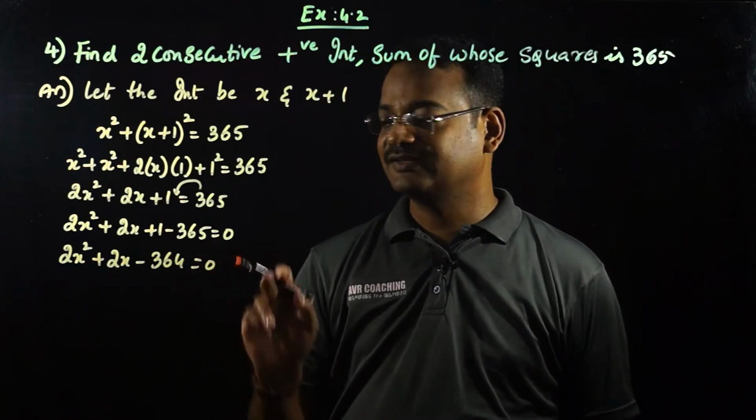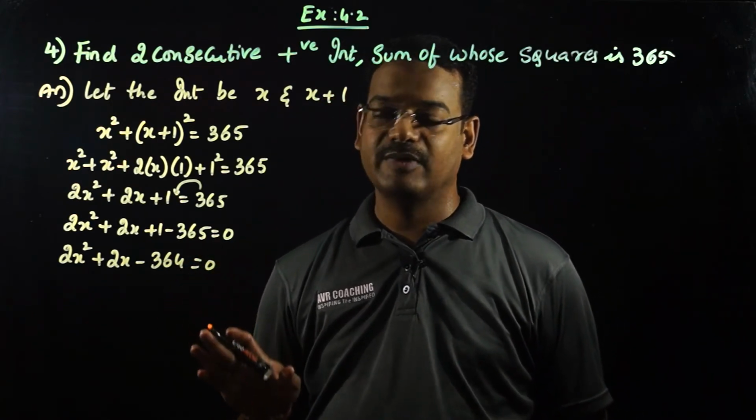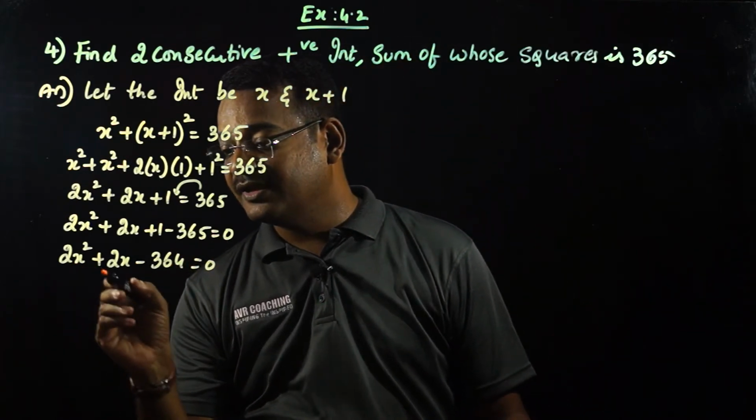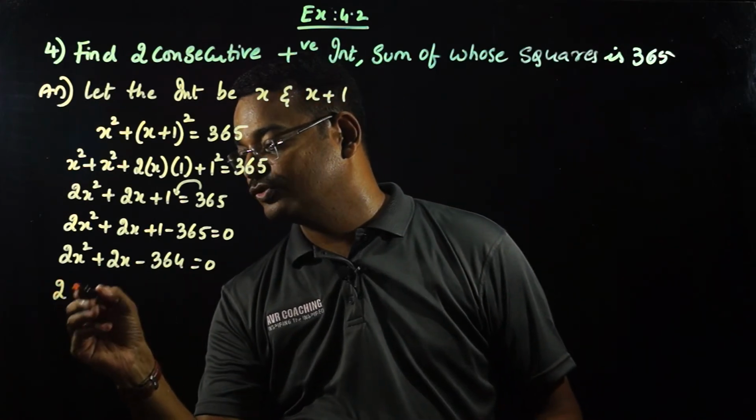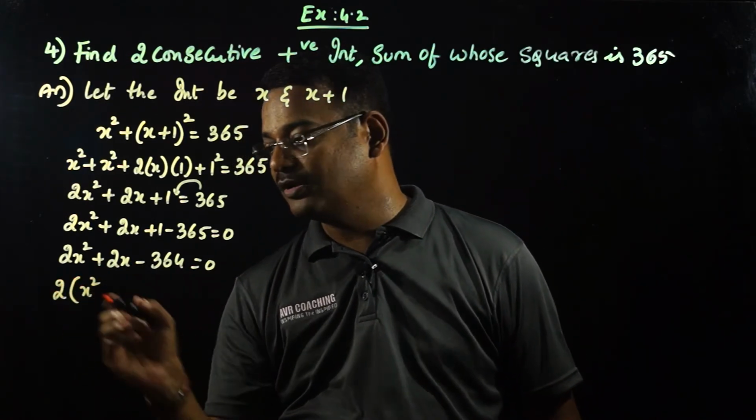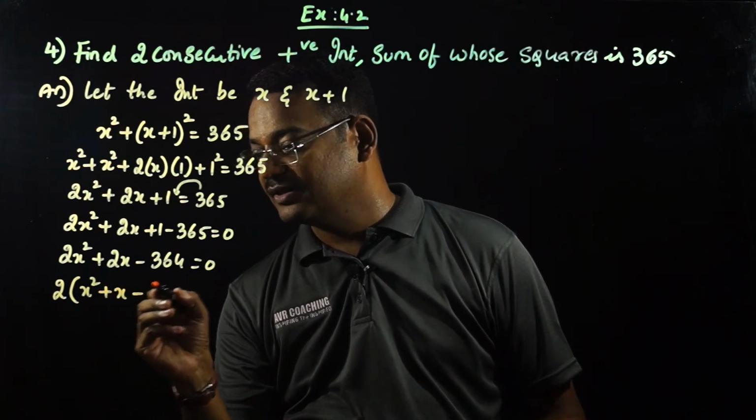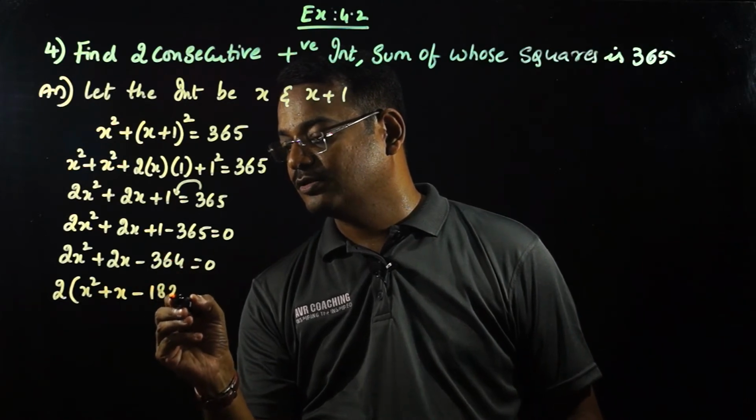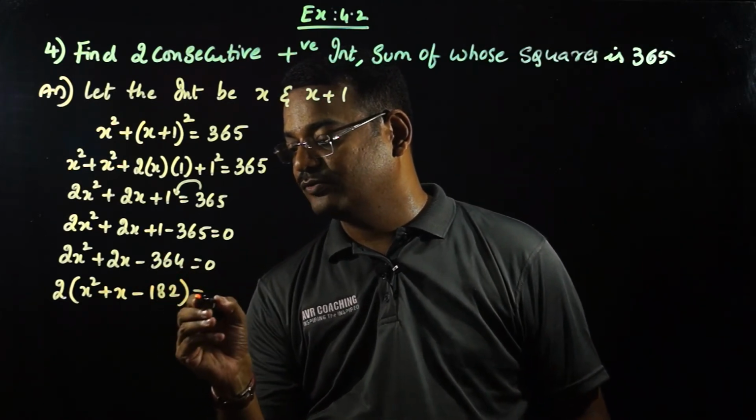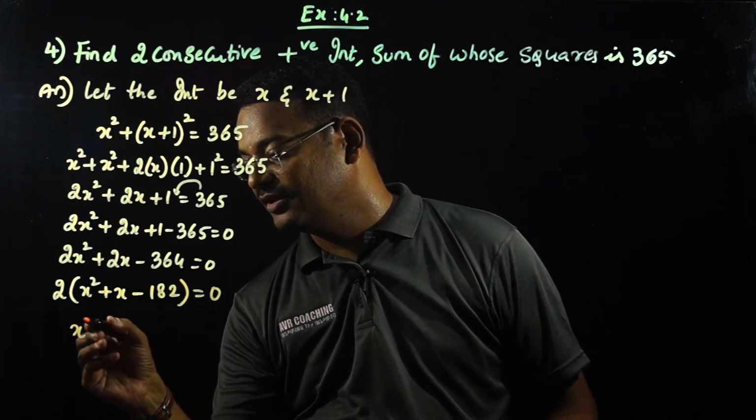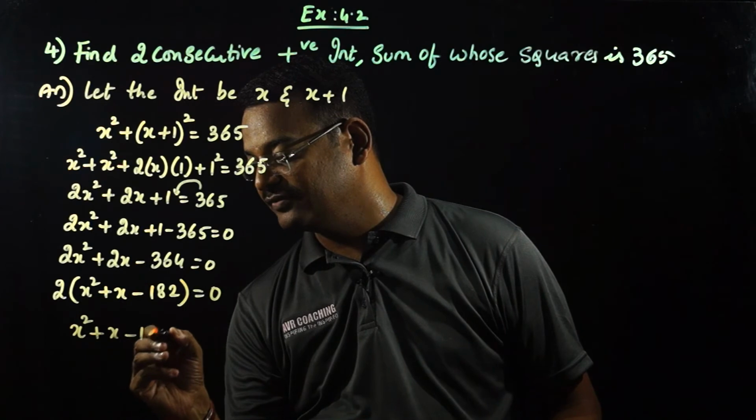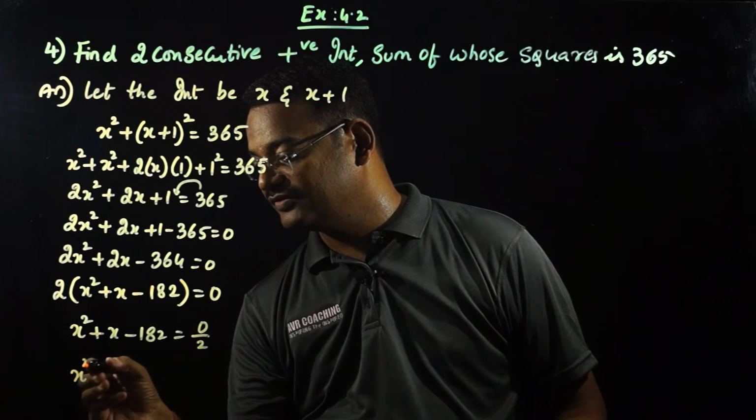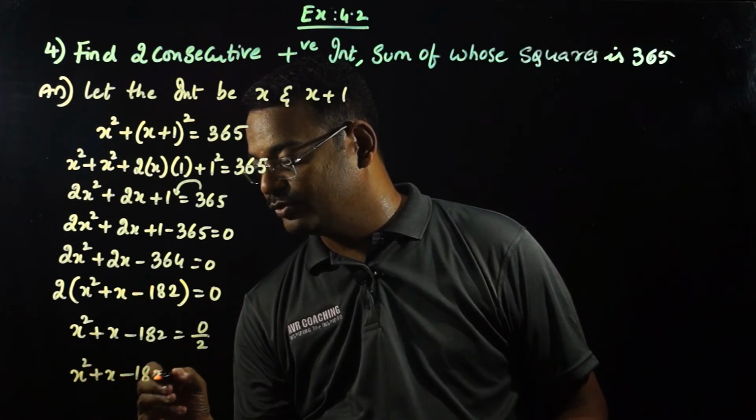Now we are going to factorize this equation. If you do it directly, that will be a problem, you will be messing up the things. If you see carefully, we can take 2 common out of this equation. If you take 2 common, x square plus x minus 182, since 2 ones are 2, 2 eights are 16, 2 fours are 8, that is 182, equal to 0 by 2. The 2 will go to the other side. Therefore, this will be x square plus x minus 182 equal to 0.